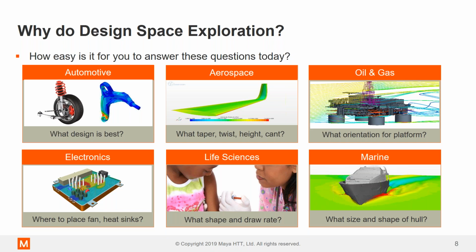You might be in life sciences, looking at the design of a syringe to be efficient for what it needs to do, the shape of that, the draw rates and the sizes. You might be in the marine industry and looking at how to get a fuel efficient design for the shape of your boat or propellers. So these are all common things, and this is really where design exploration comes in. We can simulate these things, and then how do we improve those designs and use design exploration to answer some of these questions?